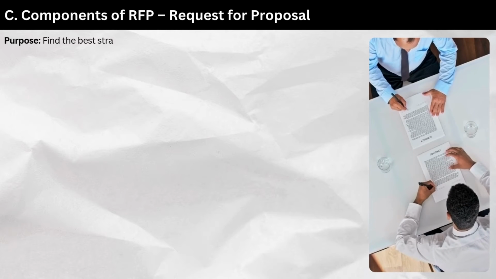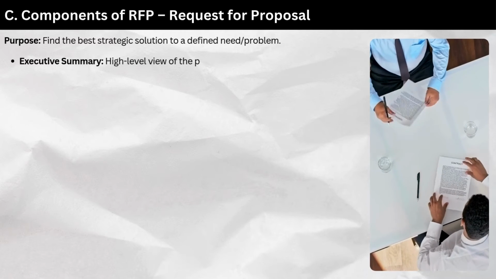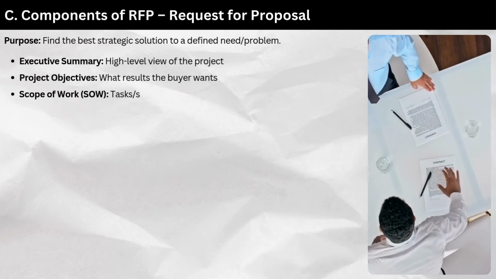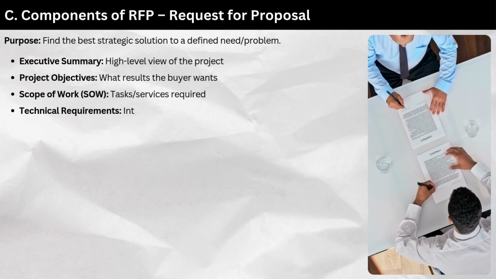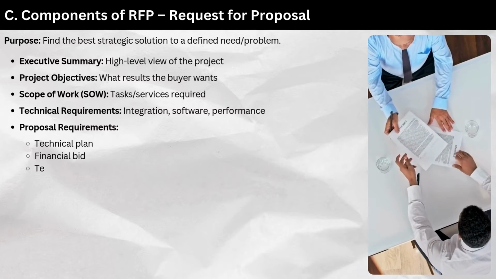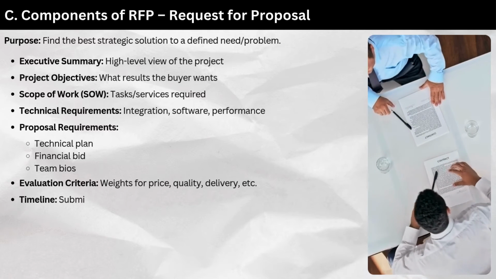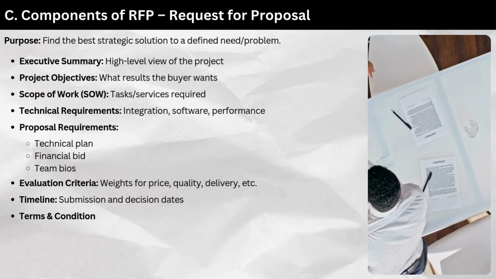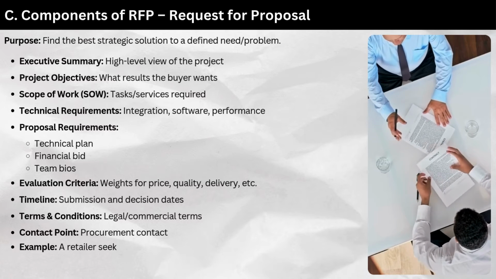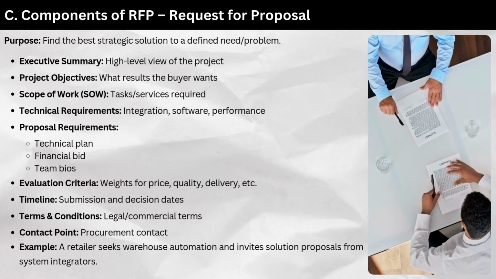C. RFP, Request for Proposal. Purpose: find the best strategic solution to a defined need or problem. Executive summary: high-level view of the project. Project objectives: what results the buyer wants. Scope of work: SOW tasks and services required. Technical requirements: integration, software, performance. Proposal requirements: technical plan, financial bid, team bios. Evaluation criteria: weights for price, quality, delivery, etc. Timeline: submission and decision dates. Terms and conditions: legal and commercial terms. Contact point: procurement contact. Example: a retailer seeks warehouse automation and invites solution proposals from system integrators.